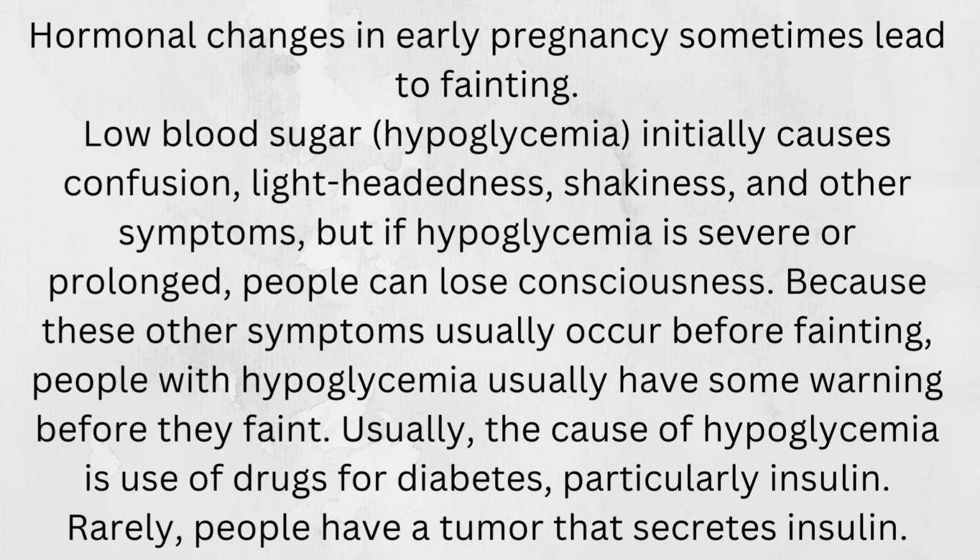Low blood sugar, hypoglycemia, initially causes confusion, lightheadedness, shakiness, and other symptoms, but if hypoglycemia is severe or prolonged, people can lose consciousness. Because these other symptoms usually occur before fainting, people with hypoglycemia usually have some warning before they faint. Usually, the cause of hypoglycemia is use of drugs for diabetes, particularly insulin. Rarely, people have a tumor that secretes insulin.